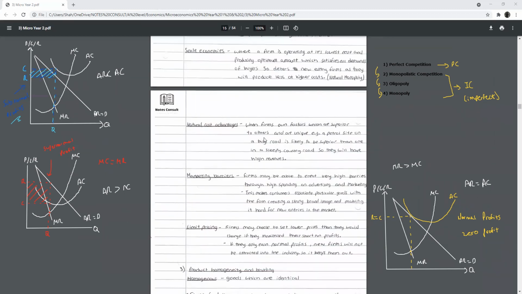Natural cost advantages. So when firms own factors which are superior to others and are unique, for example, a petrol site on a busy road is likely to be superior than one in a sleepy country road, but they will have high revenues.